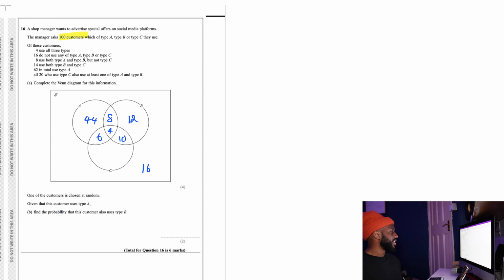So for part B, it says, one of the customers is chosen at random, given that this customer uses type A, find the probability that the customer also uses type B. So out of the customers that use type A, we can see that was 62, because you can remember it from this bit. So that's 62 in total. The probability that they use type B is these two added together. So that's just going to be 12 out of 62.